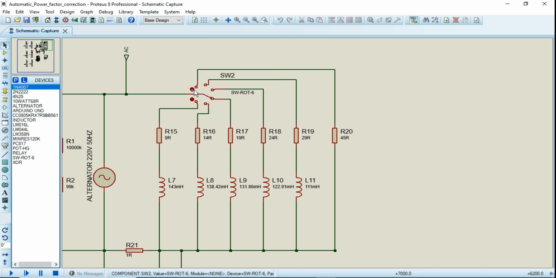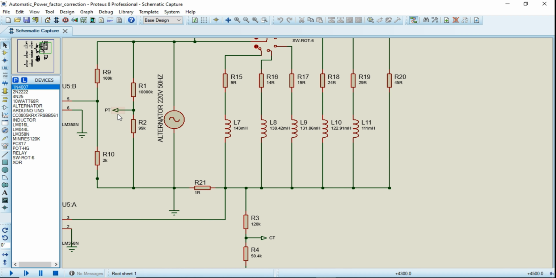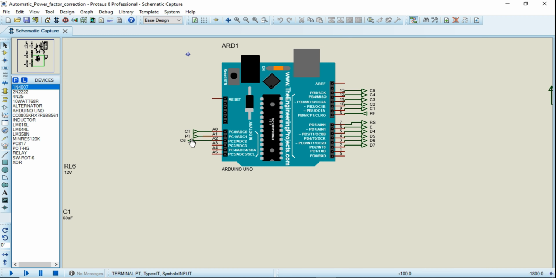So, with the help of this rotary switch, we will shift the loads across this voltage source and will observe different power factor values. Now, there is a voltage divider circuit that is connected across this voltage source in order to measure voltage across this source. This point PT will be considered as voltage point. Voltage across this 99 kilo ohm resistance will be fed to this Arduino on pin A1.